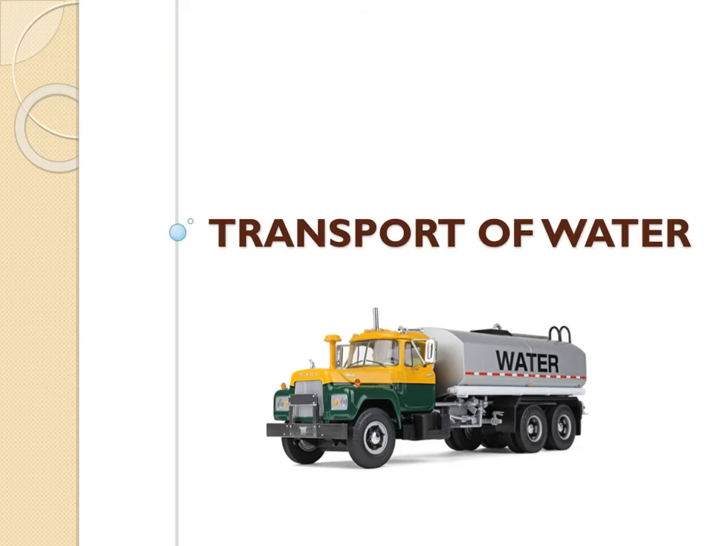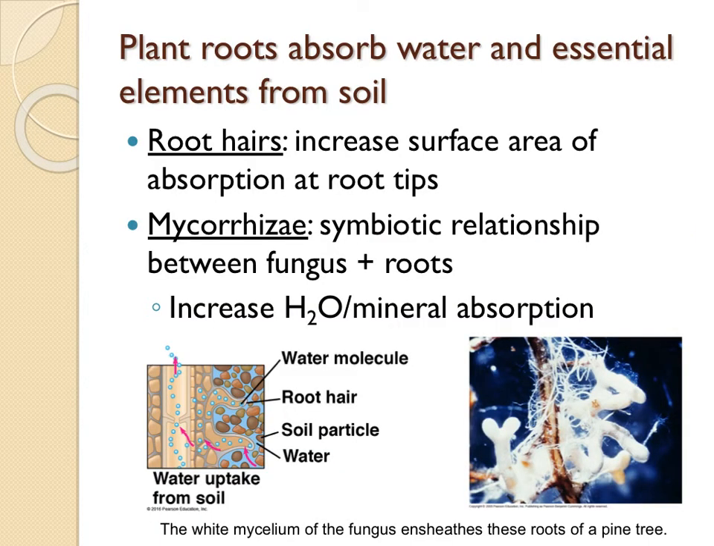Next, we're going to explore the transport of water. Most plants primarily absorb water from the soil through the roots. One of the structures that facilitates this process is that the cells lining the outside of the roots have these little extensions coming out called root hairs, which increase the surface area so that more water can be absorbed into the xylem. The other feature that we've talked about before is mycorrhizae, which is the symbiotic relationship between fungus and roots. You can see in the picture on the right, all this white extension is the fungus, and the hyphae, those tentacle-like things, grow in between the cells of the roots to increase water and mineral absorption.